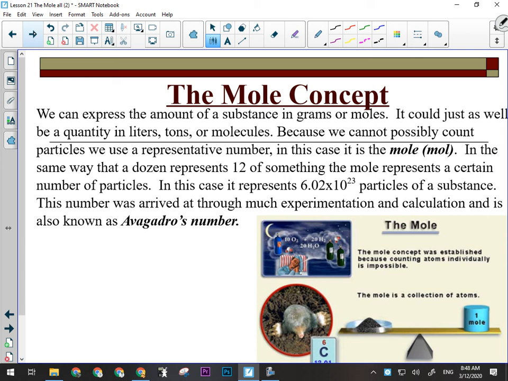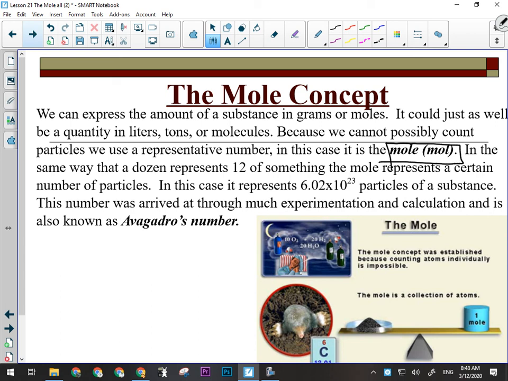Except that if that reaction happened where it was actually just 1 atom and 1 molecule, would you ever notice? It'd be too small. So most of the time, those coefficients that we use in balancing a reaction actually represent the number of moles of the material you would use. Like we said, we can't possibly count the number of particles, so we use a representative number, in this case, the mole.